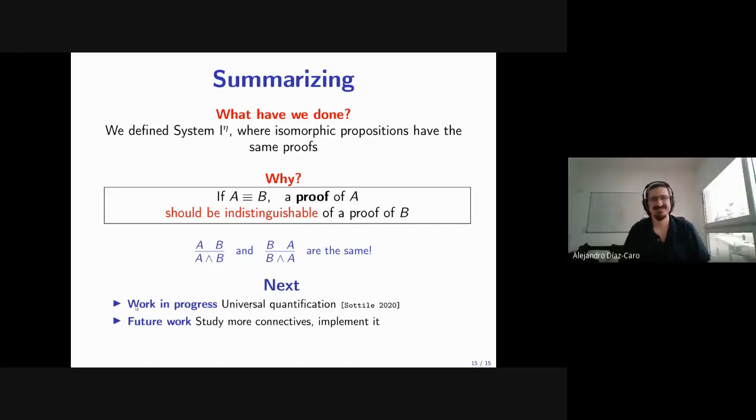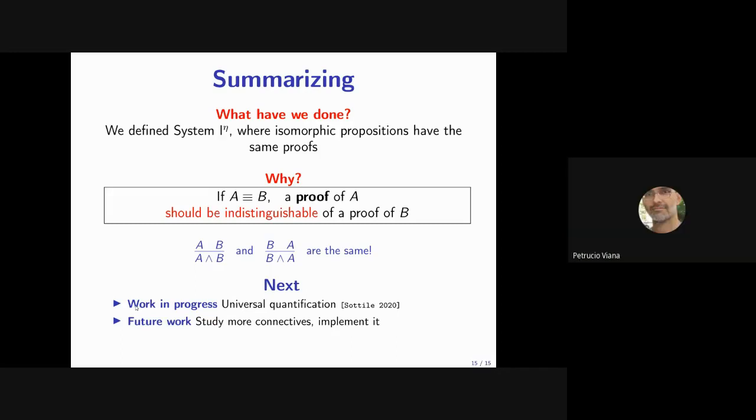Great. Okay. You mentioned that, as far as I understood, you have a kind of inconsistent type or inconsistent proposition. I don't know.